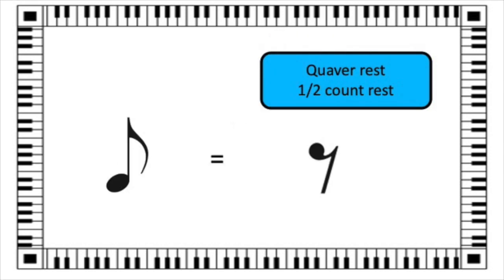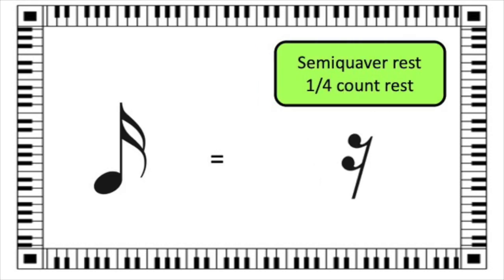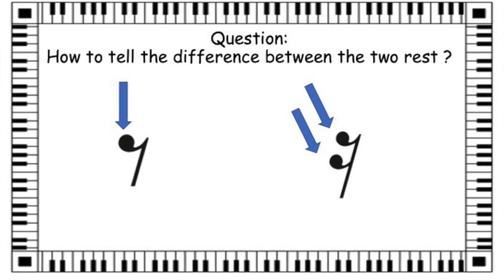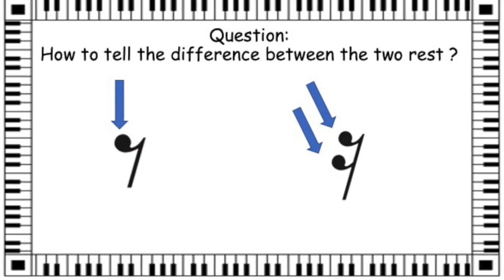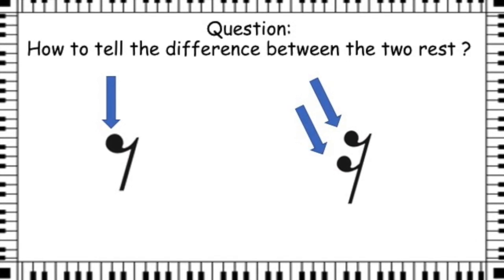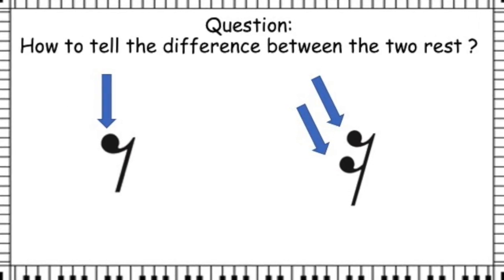Next, the quaver rest. It has a half-count rest in the music, similar to a quaver. A semiquaver rest has a 1/4-count rest. So in this piece of music, you will rest for 1/4 count. The difference between a quaver rest and a semiquaver rest would be the note head that has 2 in a semiquaver rest and 1 in a quaver rest.